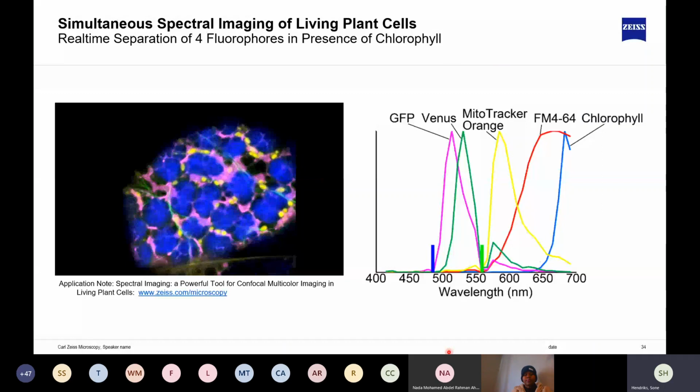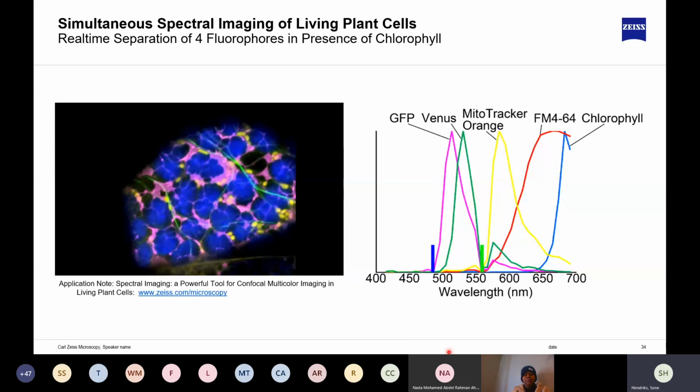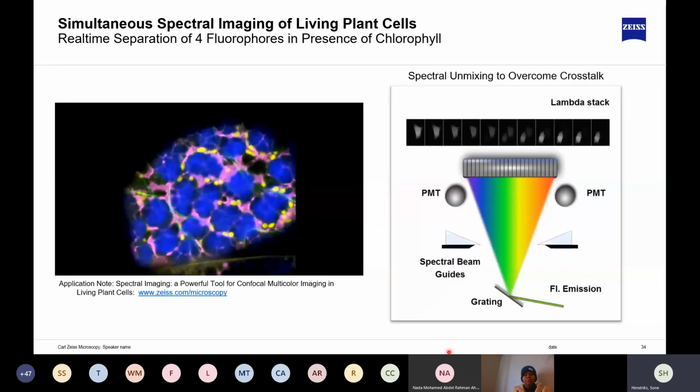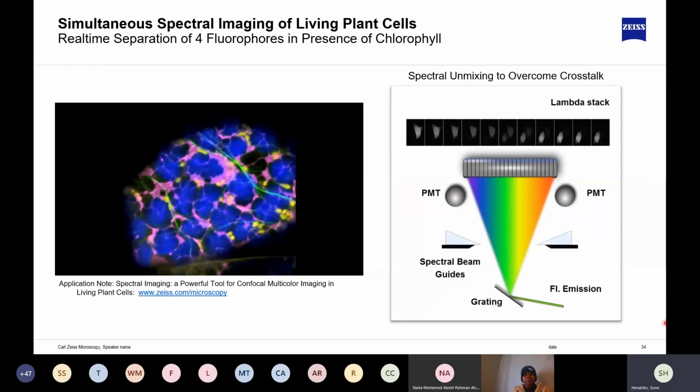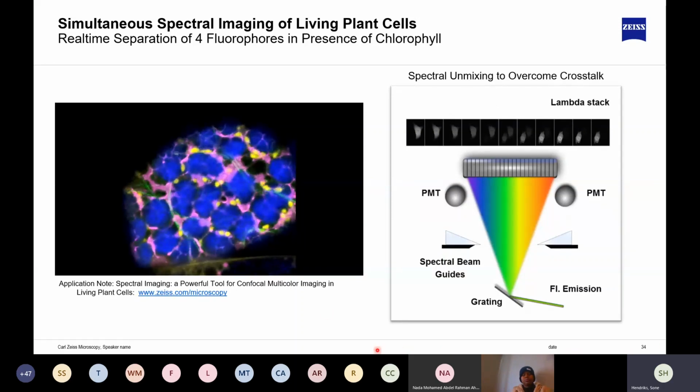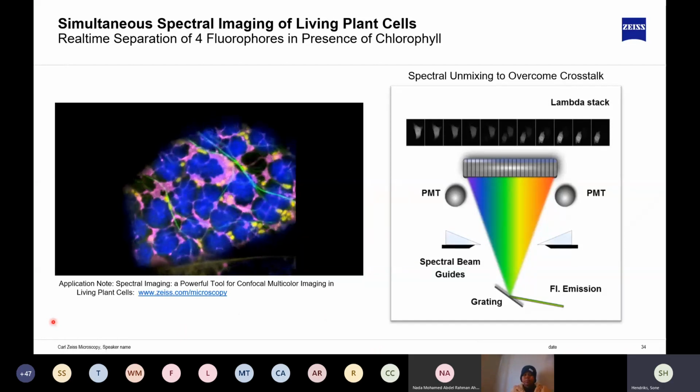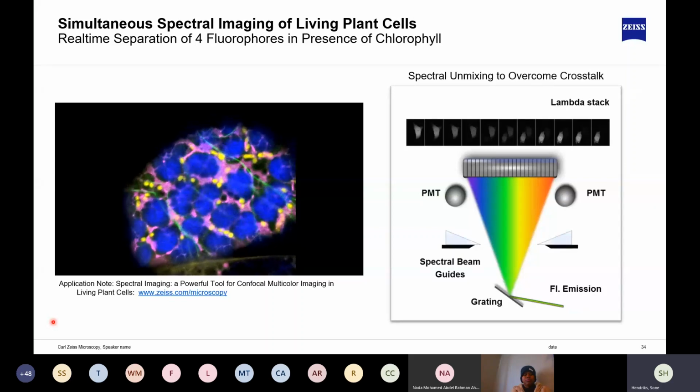I've mentioned spectral imaging and sample unmixing. So this is real-time separation of 4 fluorophores in the presence of chlorophyll. When you want to work with, for example, any plant material, you always struggle with a strong overlap, as I've mentioned before. So when you want to image a sample labeled by multiple fluorophores, it is inevitable that you're going to have some labels that overlap. But the LSM can quickly solve this issue with spectral unmixing. And in this example, you can see that we can separate up to 4 signals simultaneously.